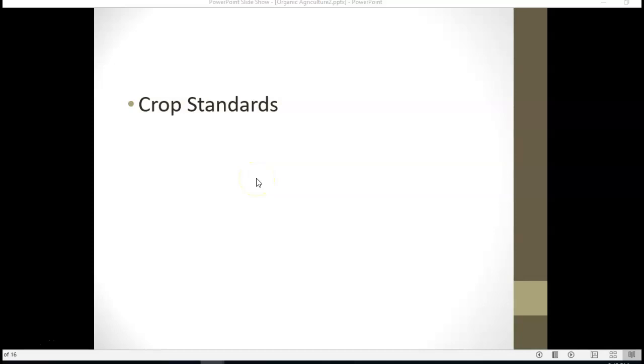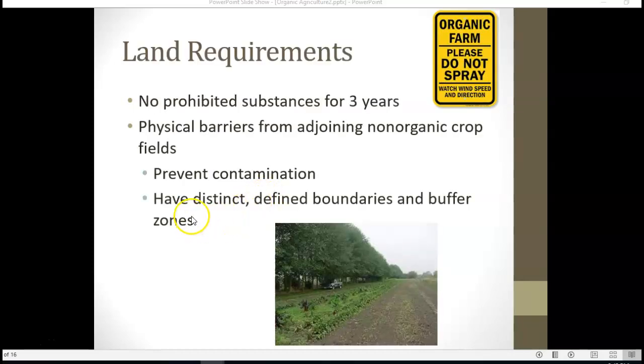Organic production is a very fast growing part of our food system. Although it's still quite small, it's only about 3% of all the food that we produce, but it is growing. The land requirements, and we took a quick look in the standards for crops, specify that no prohibited substances can be used for 3 years before you plant and harvest your product. So that means if I were to go out in our SD garden and spray Roundup, we could not be certified organic for 3 years.